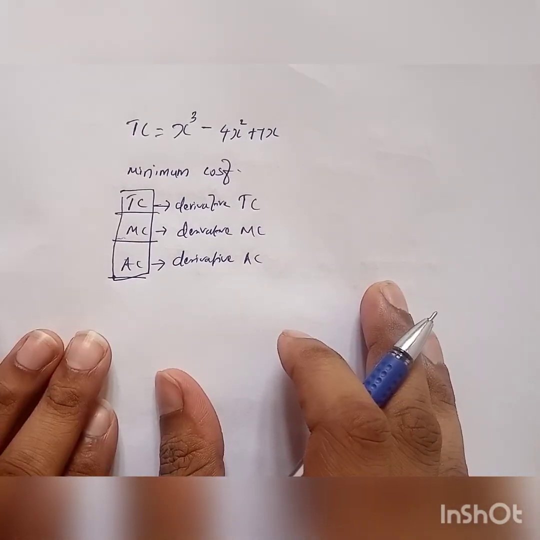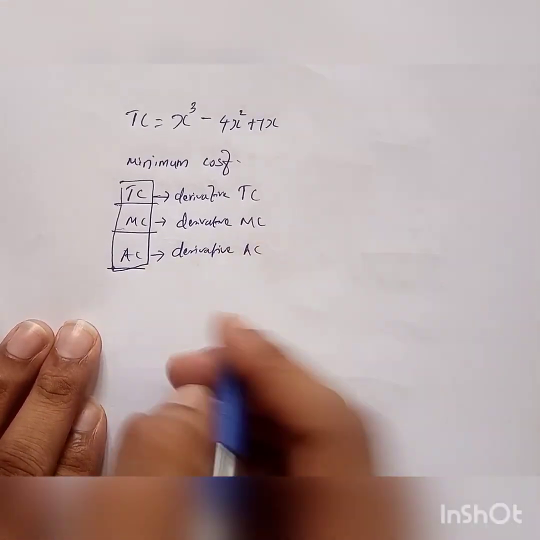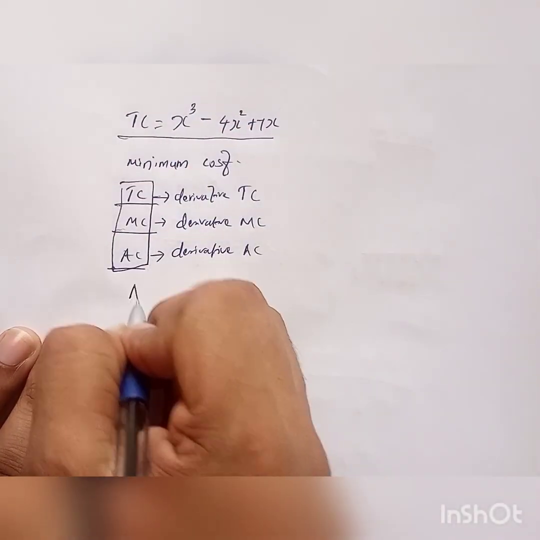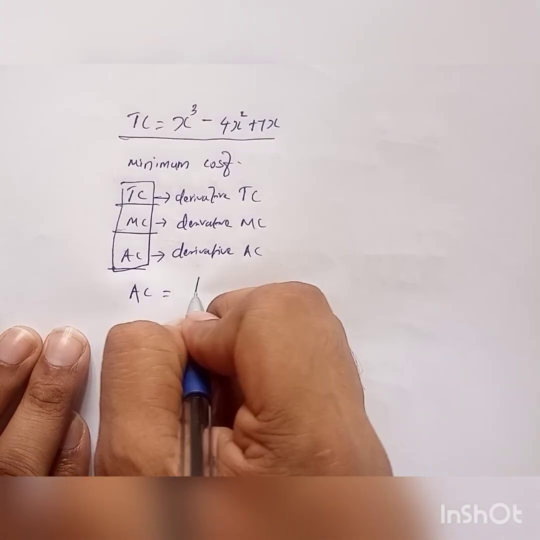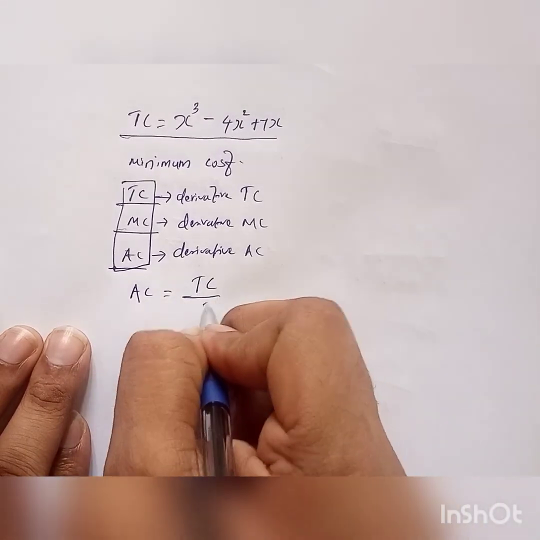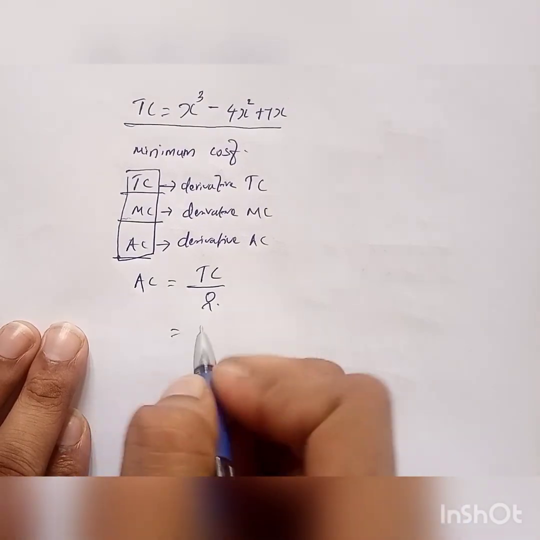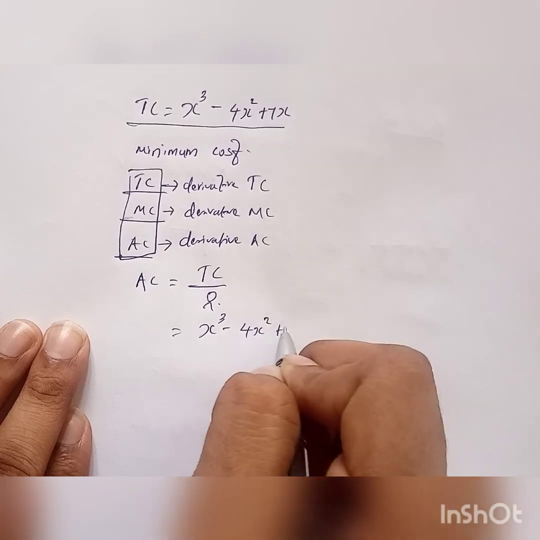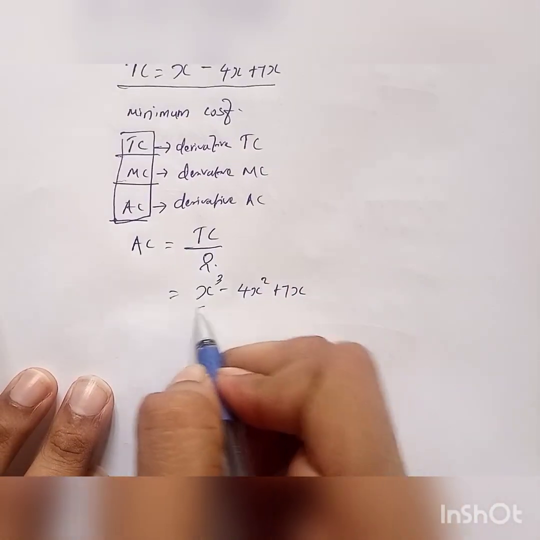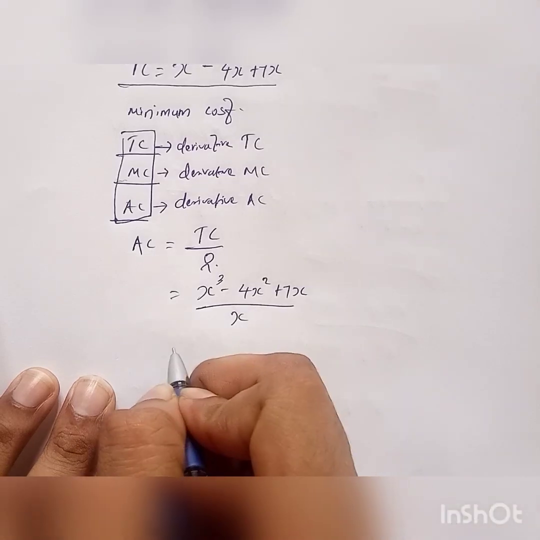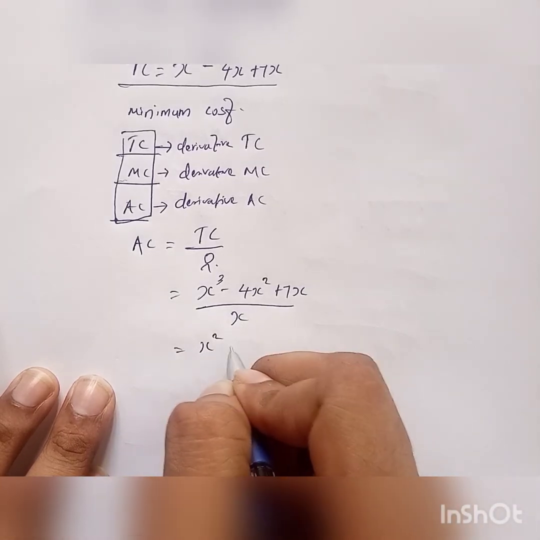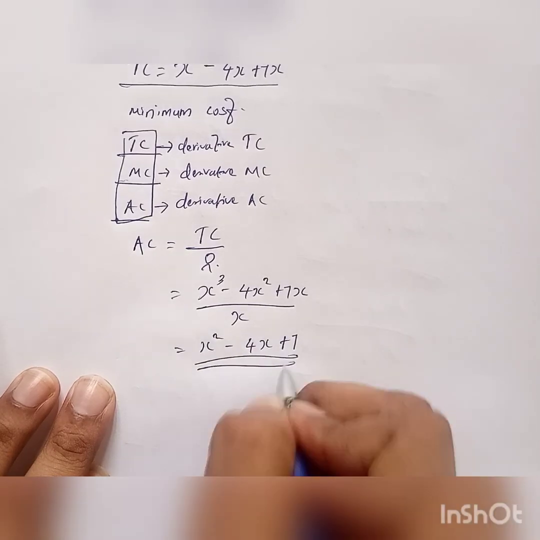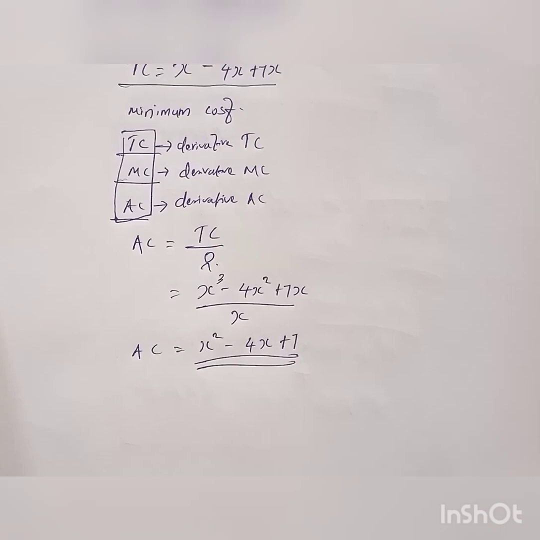So in order to find the derivative, just before that we have to find what the average cost is. We already have total cost, and from this we have to find average cost. We know how to find average cost. Average cost is total cost divided by quantity. So here we have total cost of x cube minus 4x square plus 7x. Instead of cube, what will we find? x is there, we are dividing with x. Then average cost is x square minus 4x plus 7. Perfect. So this is the average cost.